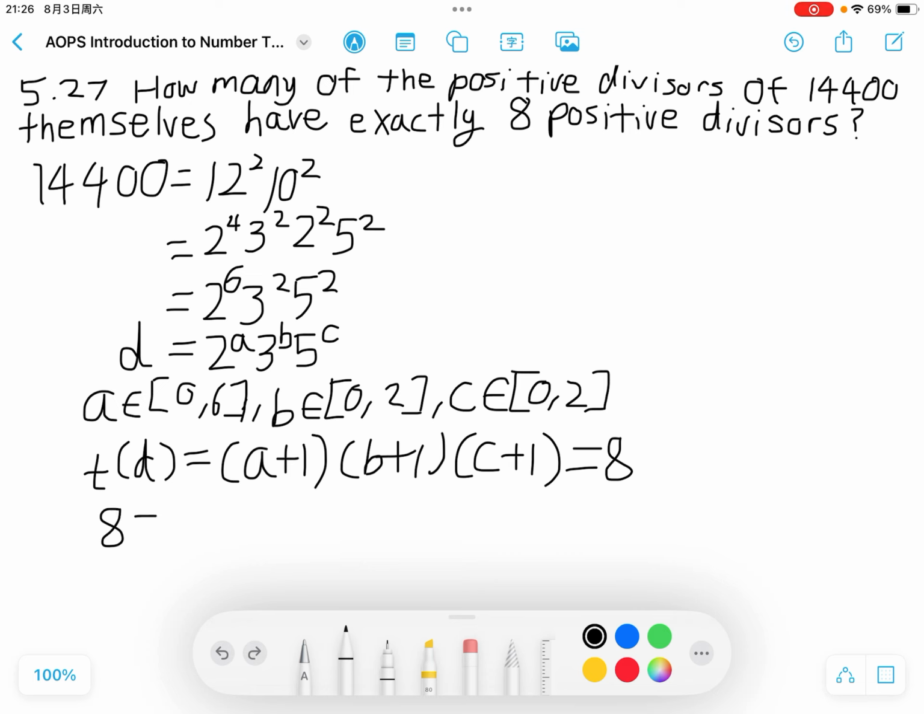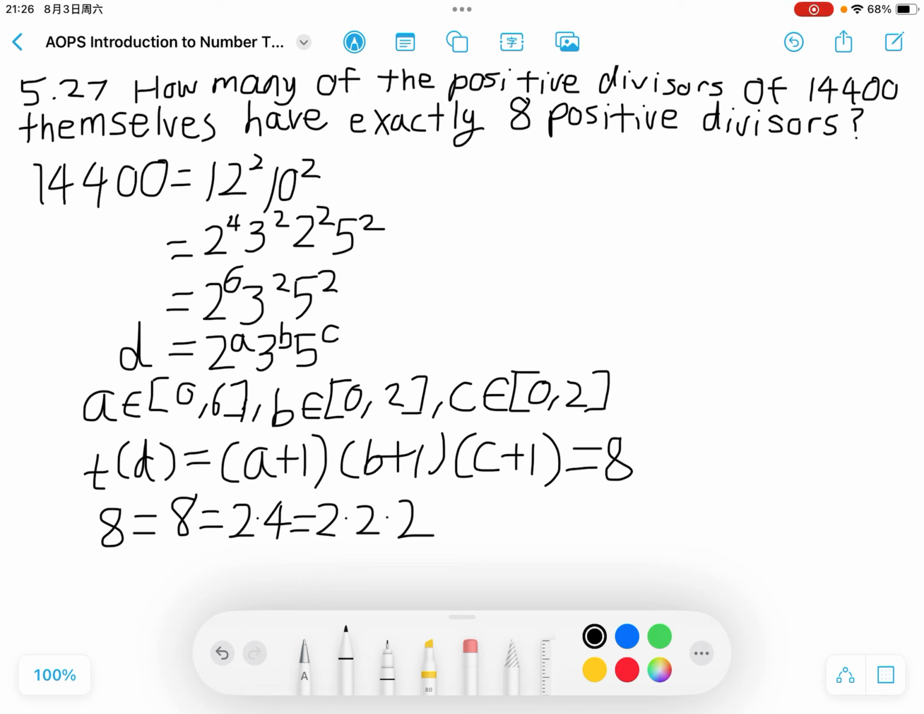So 8 can be written as 8, or 2 times 4, or 2 times 2 times 2. So we have 3 ways of factorizing 8, disregarding order. So we want to just make sure that this fits the range.